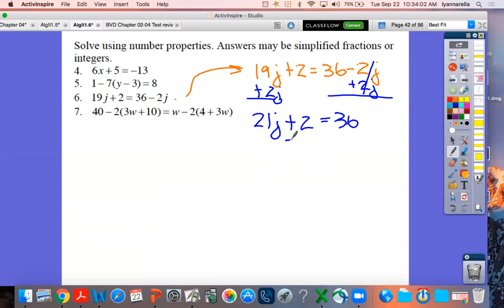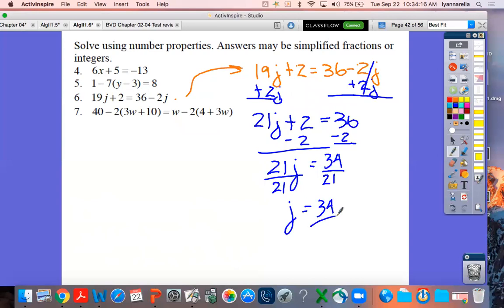So now I'm going to move the 2 over. So if I subtract 2 from both sides, I get 21j is 34. And yes, you can get a fraction answer. So if I divide both sides by 21, j is 34 over 21. Okay. Remember I told you the answer's in the back. So if you're not sure, you can go back and check.